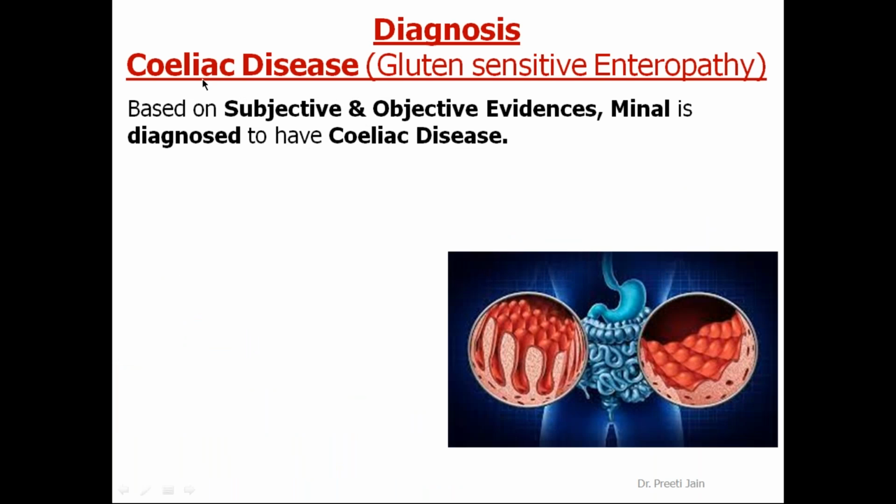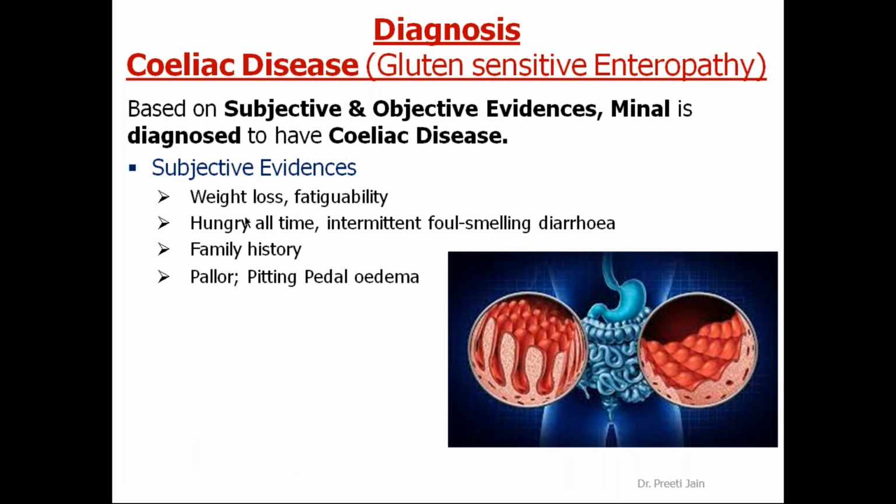So the diagnosis of this person was made to be celiac disease, which is also known as gluten sensitive enteropathy, right? Based on the subjective and objective evidences, Meenal was diagnosed to have celiac disease, and her biopsy had shown an atrophy of the villus mucosa. Here you can see this is the normal, and this is the appearance which would be there in case of a celiac disease patient.